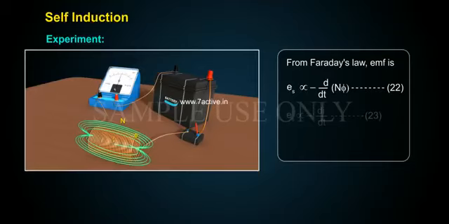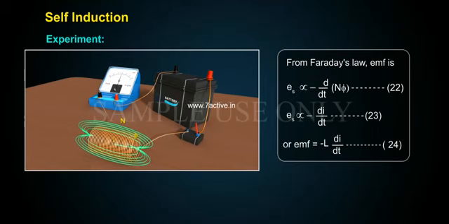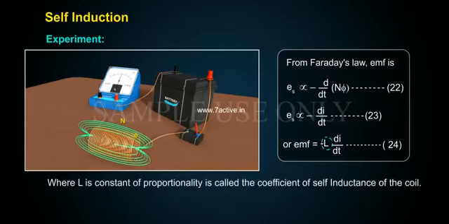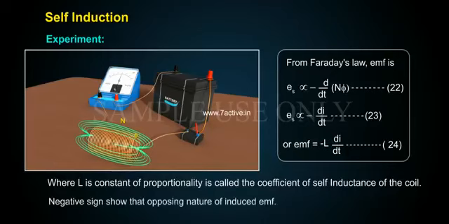Equation 22. Es is directly proportional to minus dI by dt, equation 23, or EMF equals minus L dI by dt, equation 24, where L is the constant of proportionality, called the coefficient of self-inductance of the coil. The negative sign shows the opposing nature of the induced EMF.